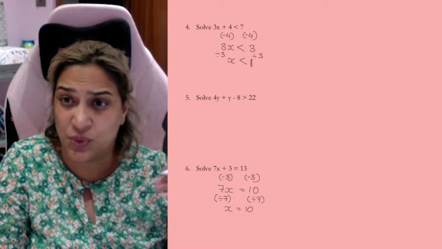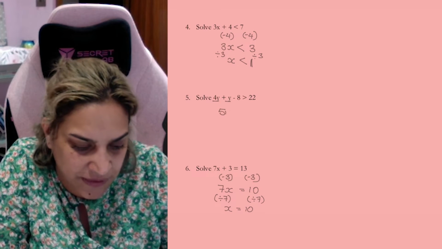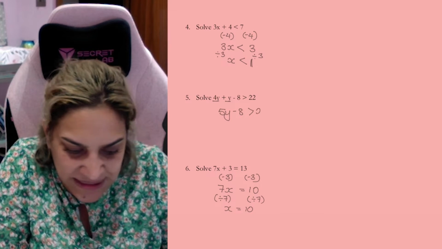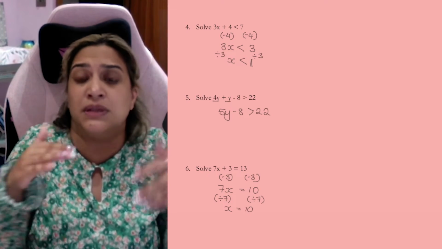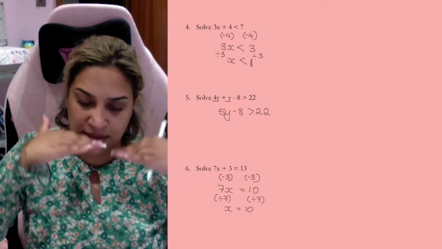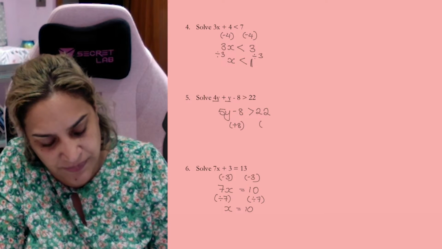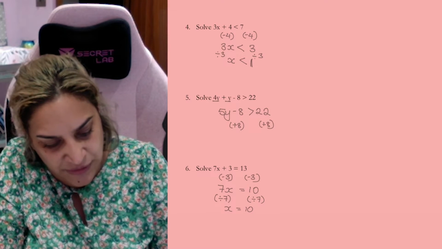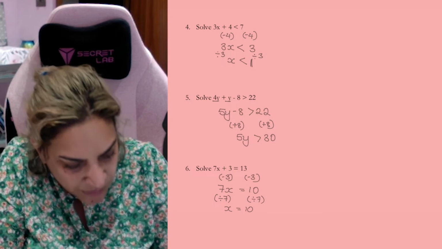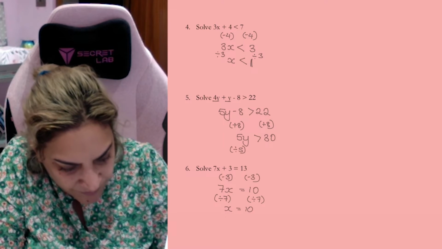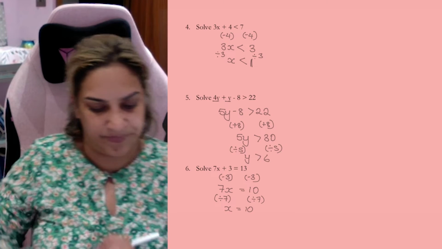First of all, collect all the like terms together. So we've got 4y plus y to give us 5y. Now, exactly the same as before, we treat the greater than sign like an equal sign and make sure we keep it consistently underneath. So we're going to add 8 on both sides. We'll get 5y is greater than 30. And then we're going to divide by 5, so y is greater than 6.